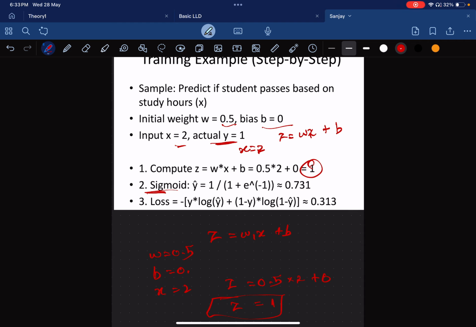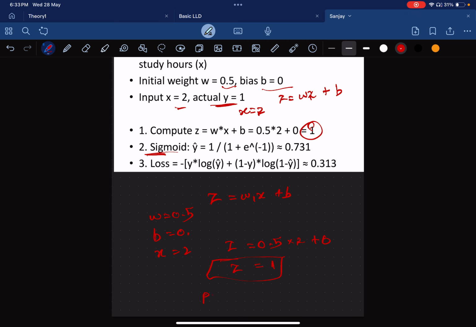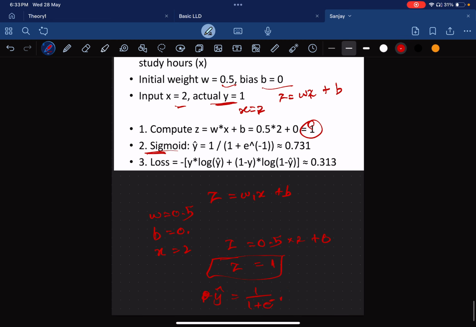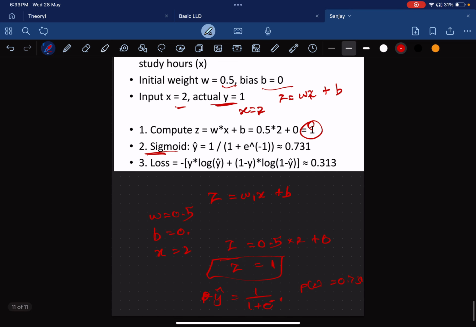In this case, we will use the sigmoid function, where y bar equals 1 by 1 plus e power minus z, where z is 1, right? So we directly put 1. So the output probability is 0.37, right? It is a probability, so it goes in class 1.